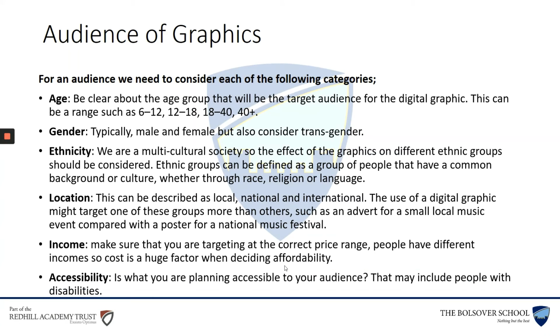Last one is accessibility. Is what you're planning to do accessible to your audience? If you're aiming it at everybody, make sure that it can include people with disabilities, whether they're blind, you might think, how can I do a post for a blind person? Well, you could add Braille to it. You could add it into almost like a touchscreen thing where it can read the text out to people. It might be a radio advert. So make sure that accessibility is key to making sure that your graphic gets to the right people and everybody can access it.